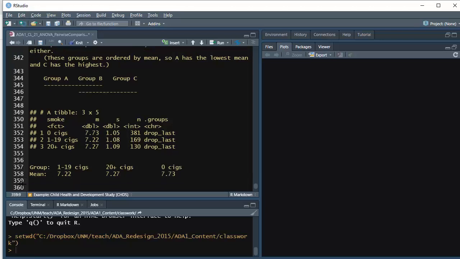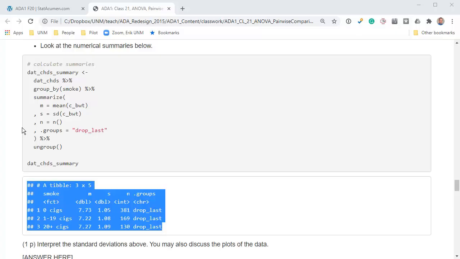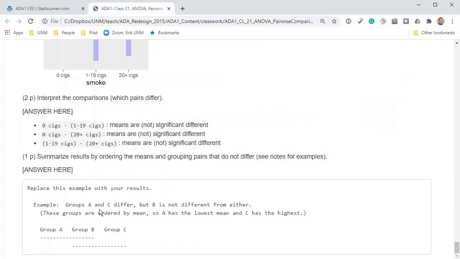So now, which groups? The instructions are, replace this example with your results. These groups are ordered by mean, so A is the lowest mean and C is the highest. And then you draw lines to connect groups that are not different. In this example, A and C differ because there's no single line that connects both A and C, but B is not different from either, right? So A and B are not statistically different, and C and B are not statistically different.